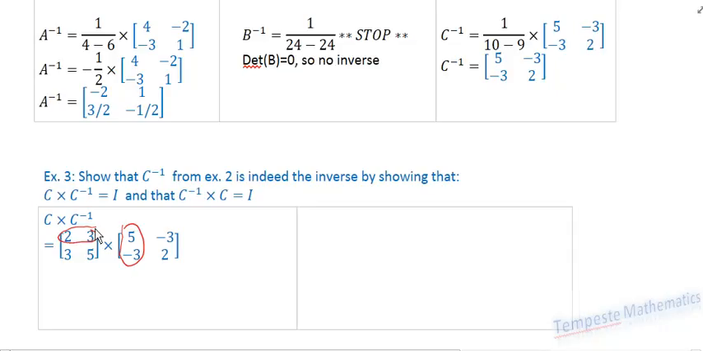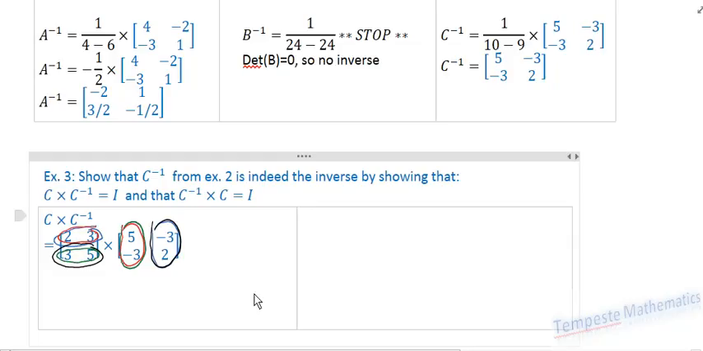Our next pair would be 2, 3 and negative 3, 2. Going through each of the pairs: 3, 5, 5, negative 3, and last but not least, the bottom and last pair. Now we'll do a little reveal here.